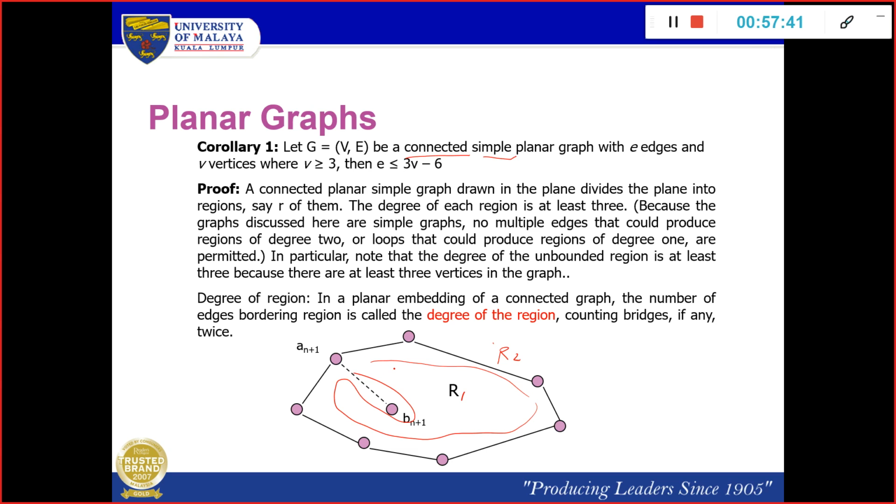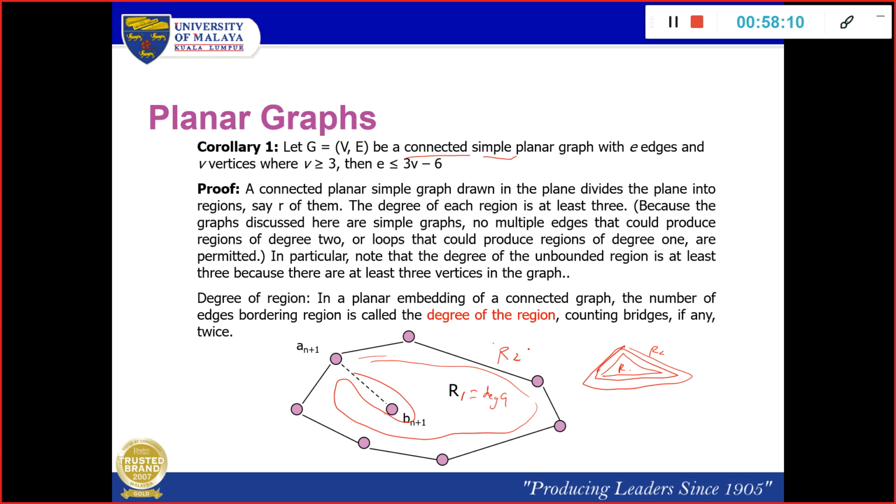We will talk about this, okay, this is region 1 and region 2. Region 1 has 1, 2 and 3 degrees. Region 2 has 1, 2 and 3 degrees. So the degree of each is at least 3. If you look at this, 1, 2, 3, 4, 5, 6, 7, 8, 9, so region 1 has degree 9.